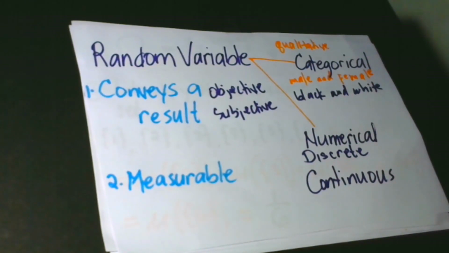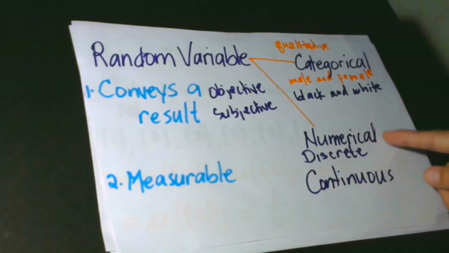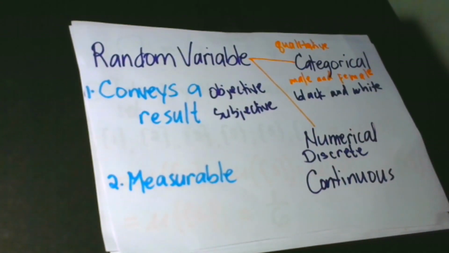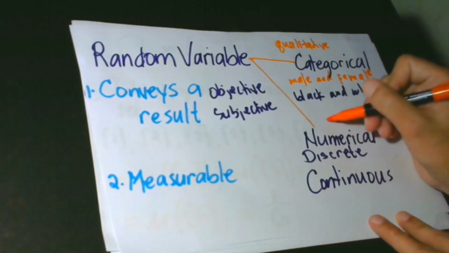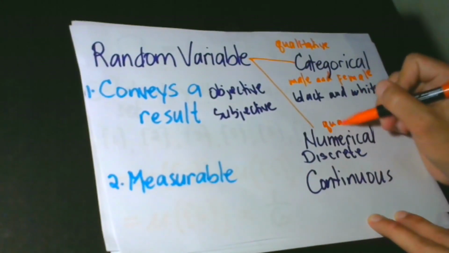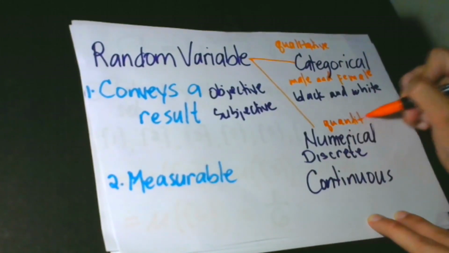So now let's go to the second kind. This is called numerical. The root word of numerical is number. Obviously, it's very simple, which simply means quantity. So while categorical is qualitative, numerical deals with quantity, so therefore it is called quantitative. Let me write here, quantitative.